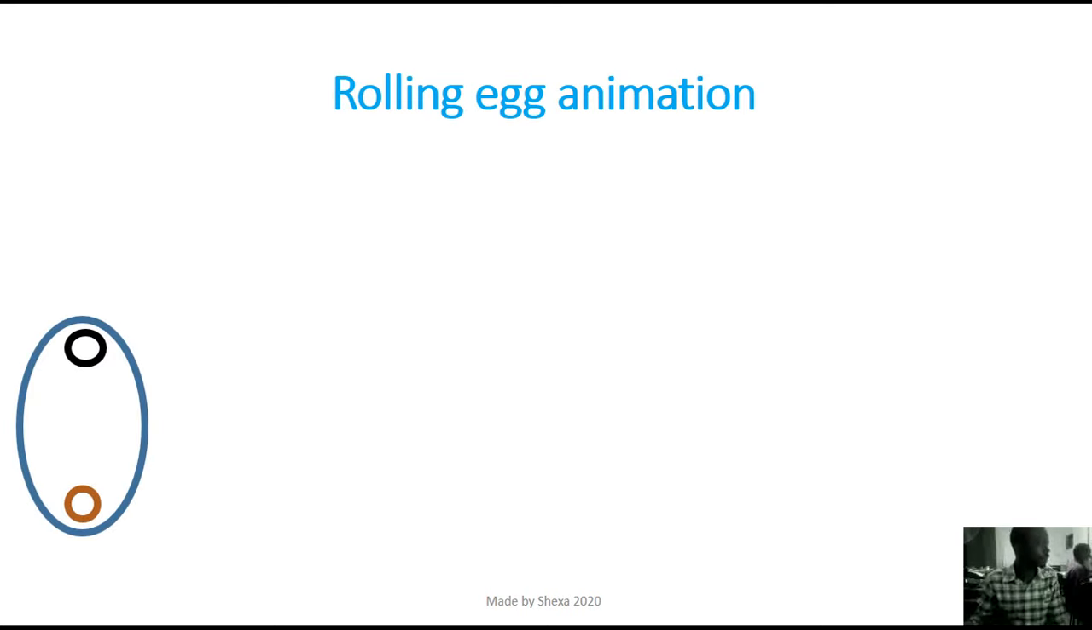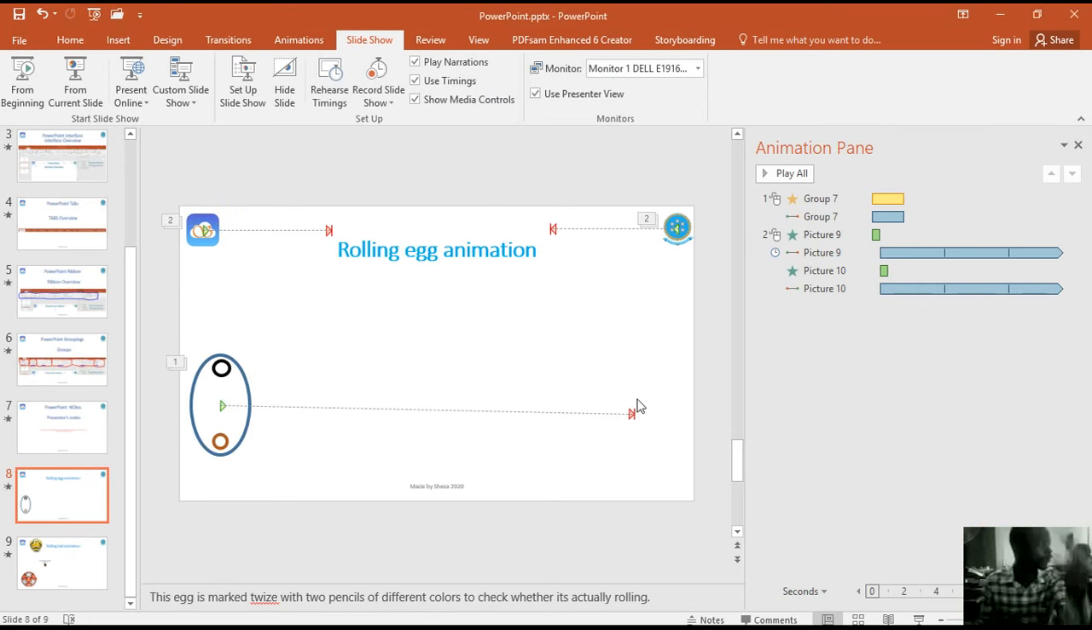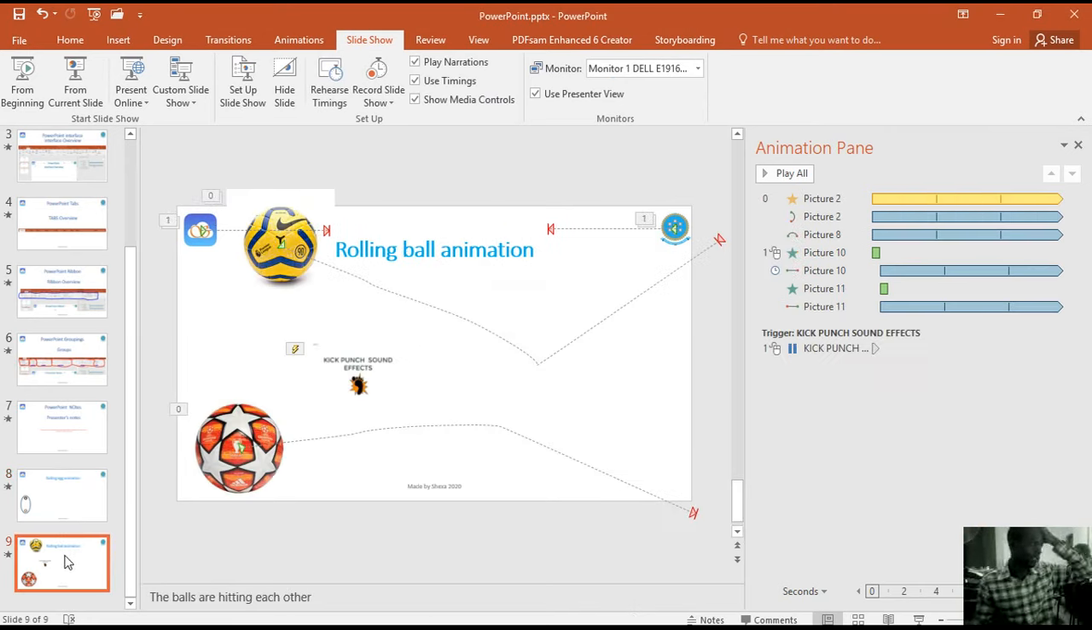To check if the egg is rolling, this color must go up here while this one is going down, to actually show that the egg is rolling. And the main reason why I chose to have an egg-shaped circle is to show that the shape is actually changing as we are rolling our egg. So that's our egg, and I will show you how to design such an animation.